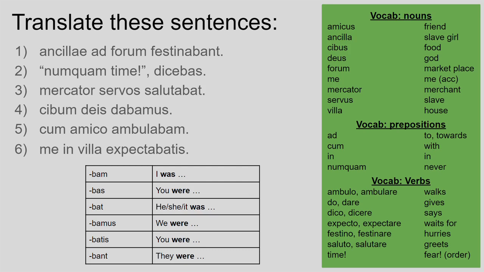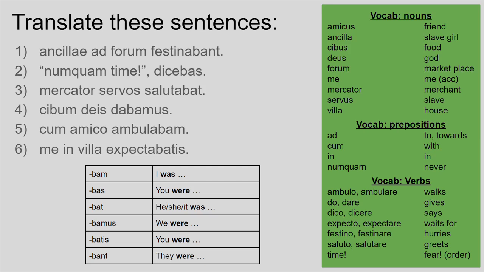Now I can look for a nominative that matches my plural verb. Ancillae means slave girls, plural, so they're in charge, and they were hurrying ad forum. So altogether, the slave girls were hurrying to the forum.